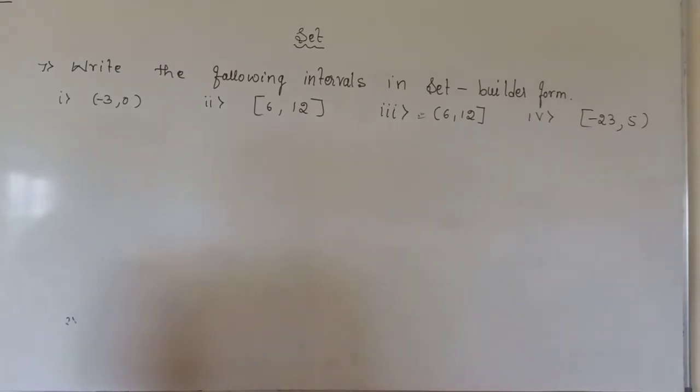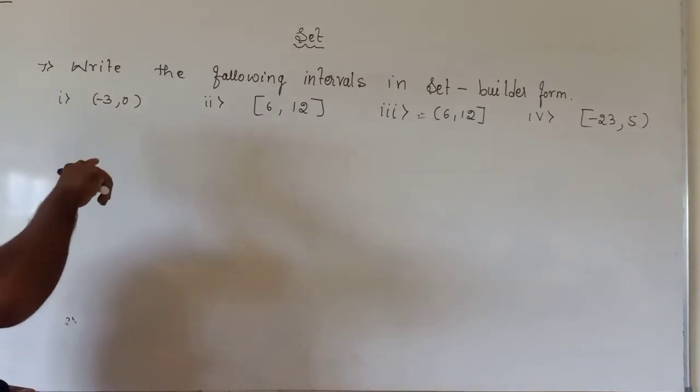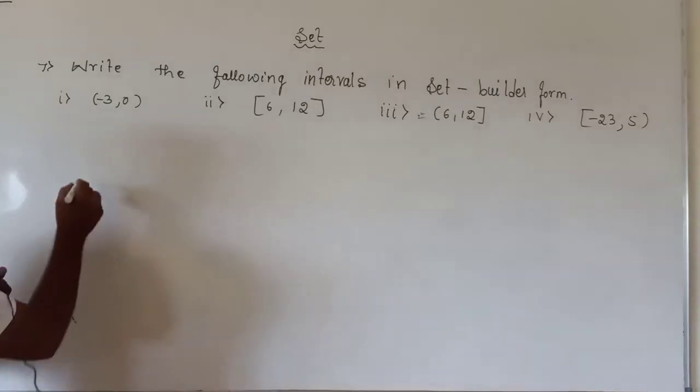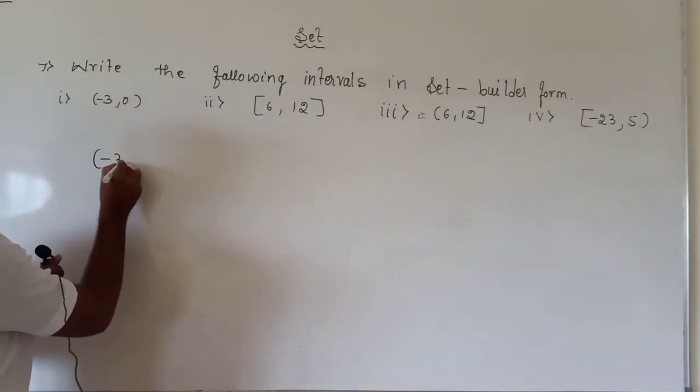So next, write the following intervals in set builder form. Set builder form means we express the collection by a single variable, and for that variable we write the specified property which represents all the numbers of the given set. So that is called a set builder form. Here they have given the intervals, and we have to express the interval in set builder form. The first is the open interval -3 to 4.